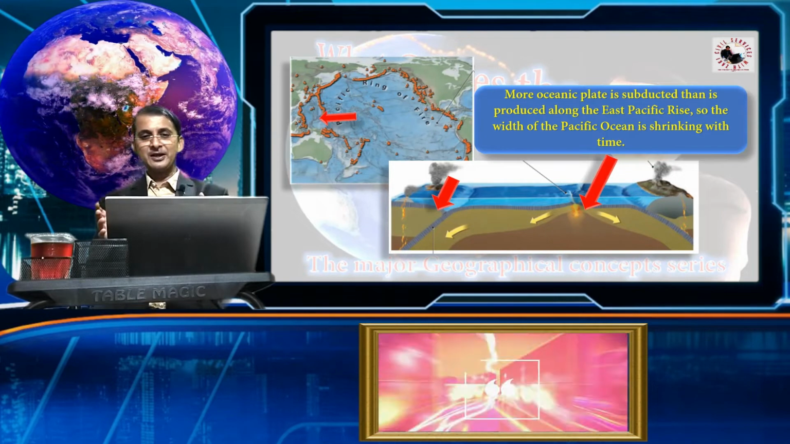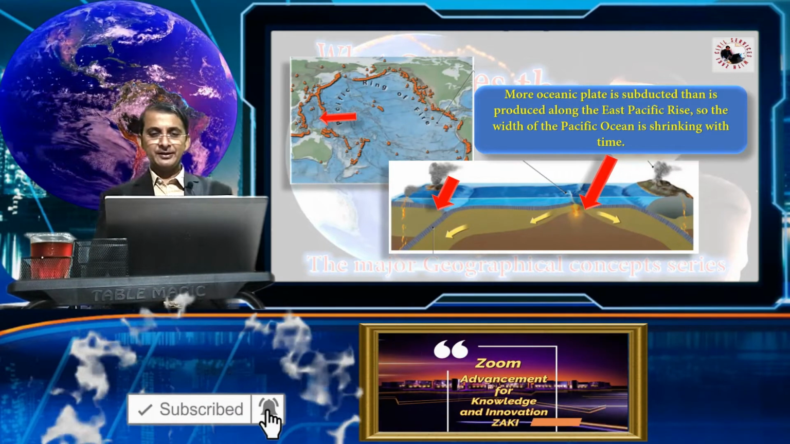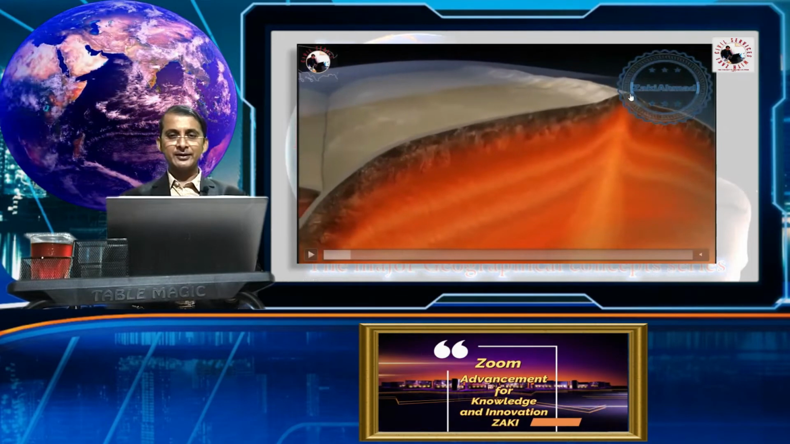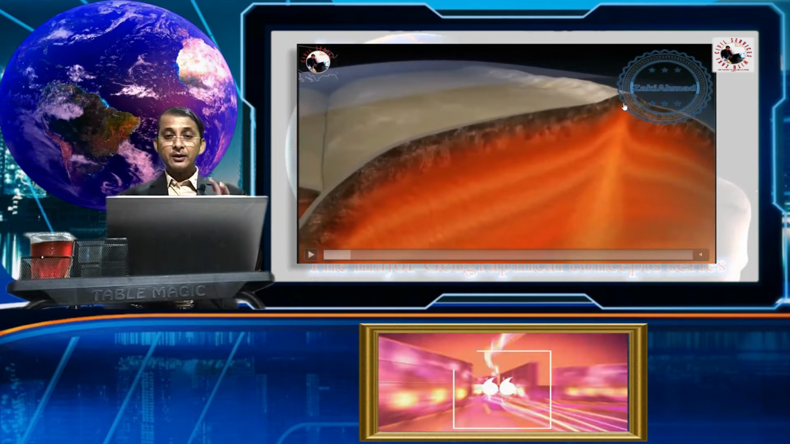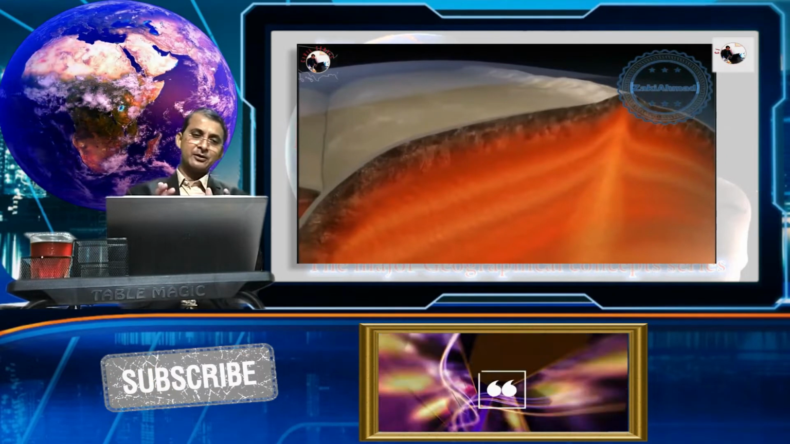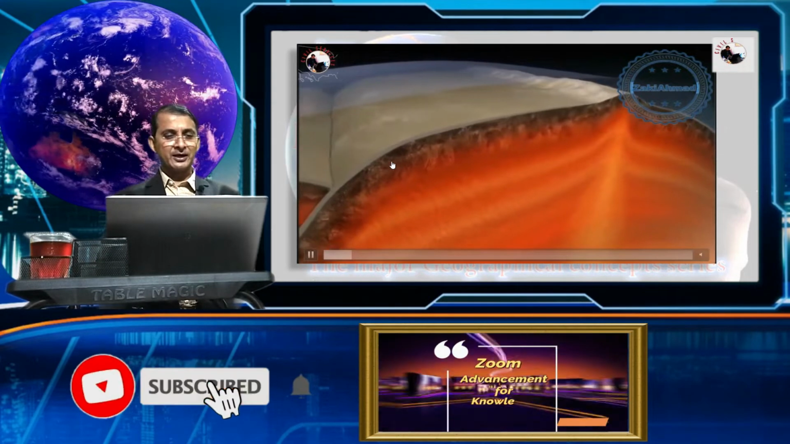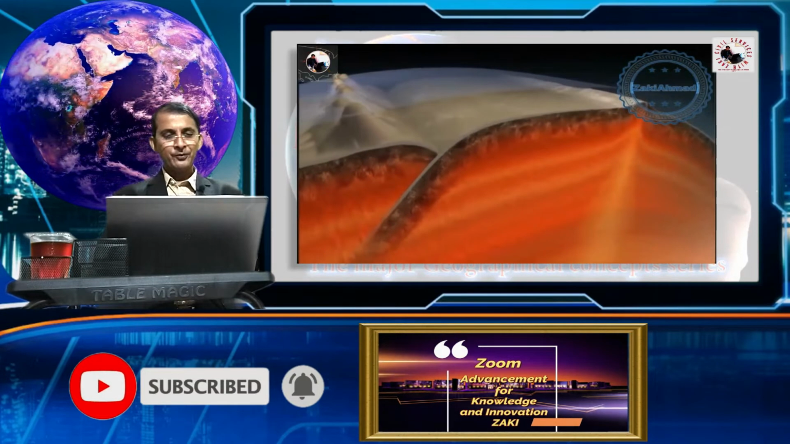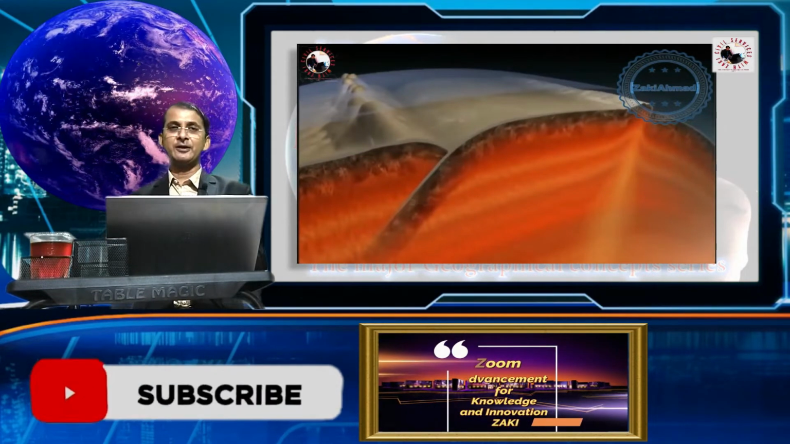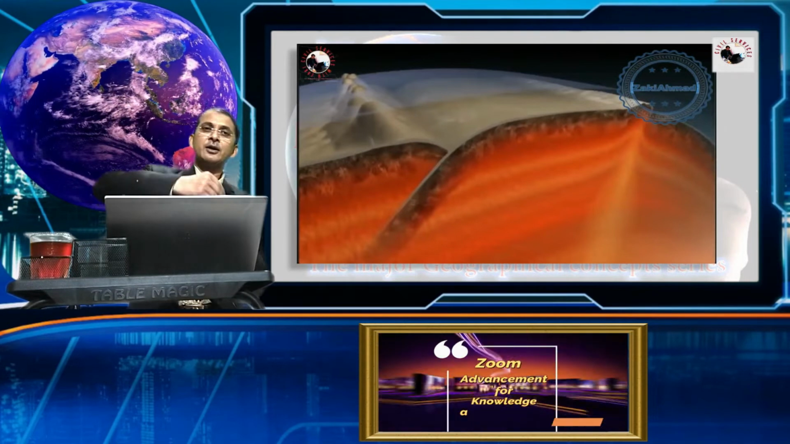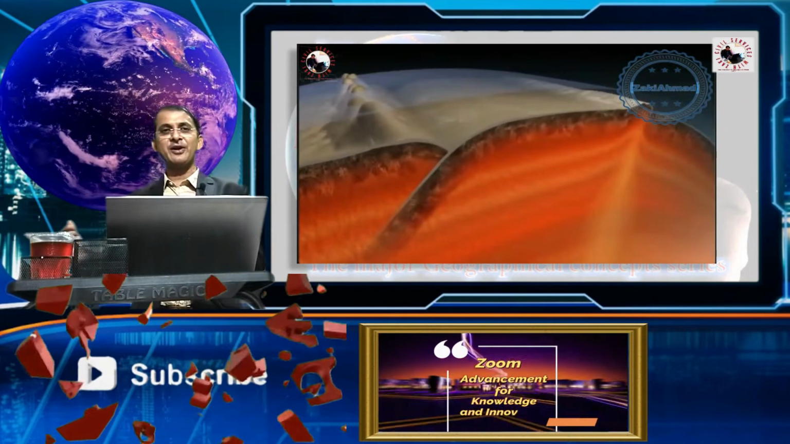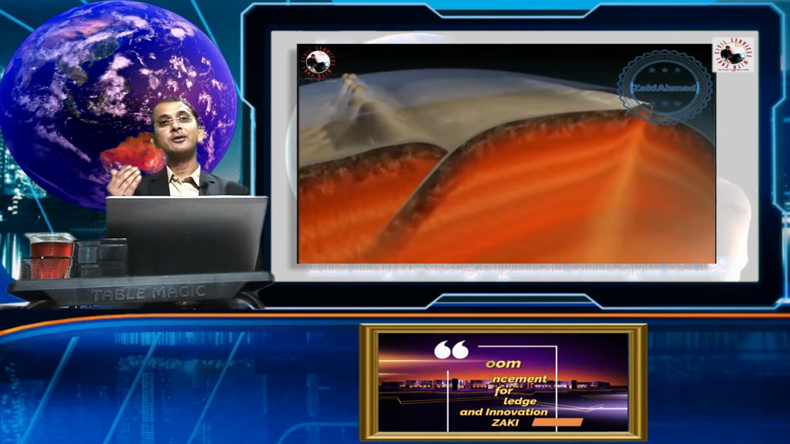The Pacific Ocean is shrinking day by day. Finally you can see this animation of the Pacific Ring of Fire. This is the East Pacific Ridge, and after forming, the new oceanic plate travels about 10,000 kilometers and reaches near the Mariana Trench and subducts in this area. You can see a volcanic chain, formed from New Zealand to the Mariana Trench to Japan and to South America, a long ring. That's why this ring is called the Ring of Fire.